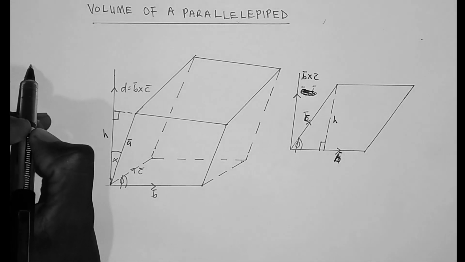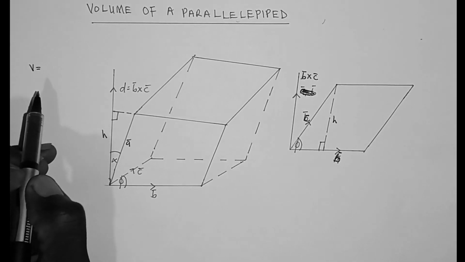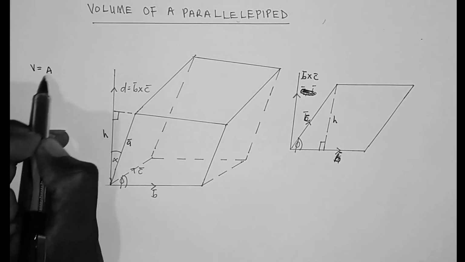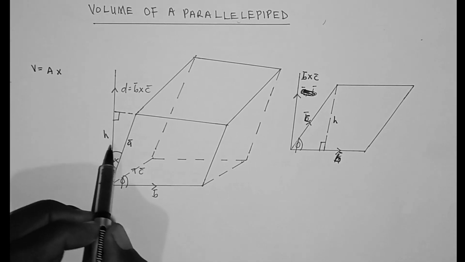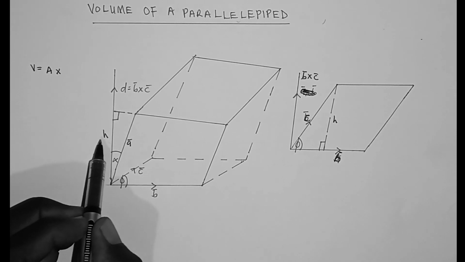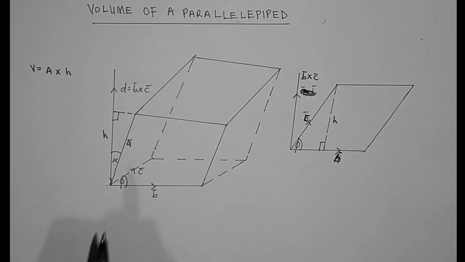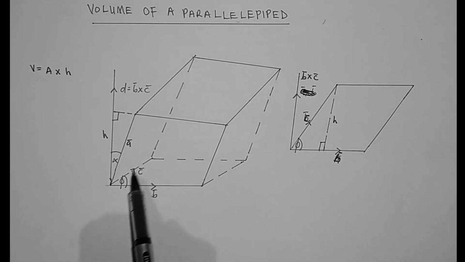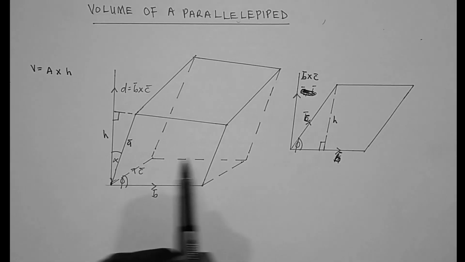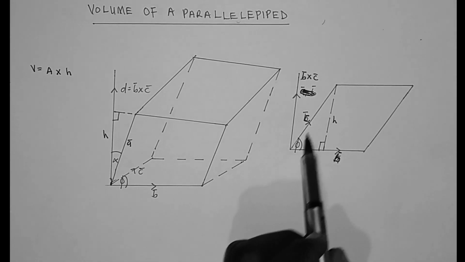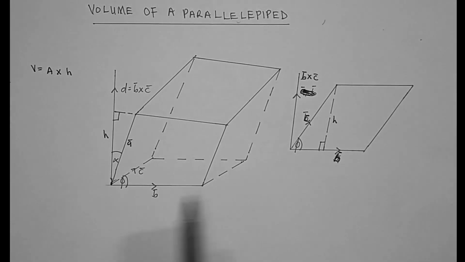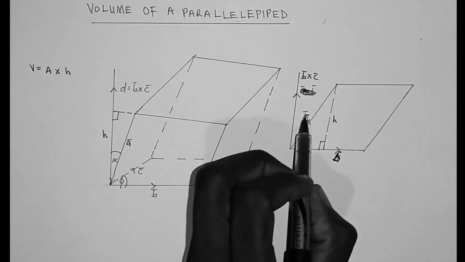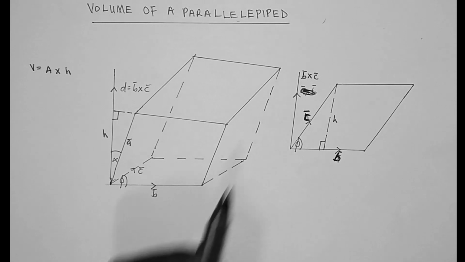The volume of a parallelepiped is equal to the area of the base, which is A, times the perpendicular height, and in this case the perpendicular height is h. So let's first find the area of the parallelogram. So I am taking the base of this parallelogram out. So that is what I have drawn here. So you see that this is vector B, and then this is the vector C.